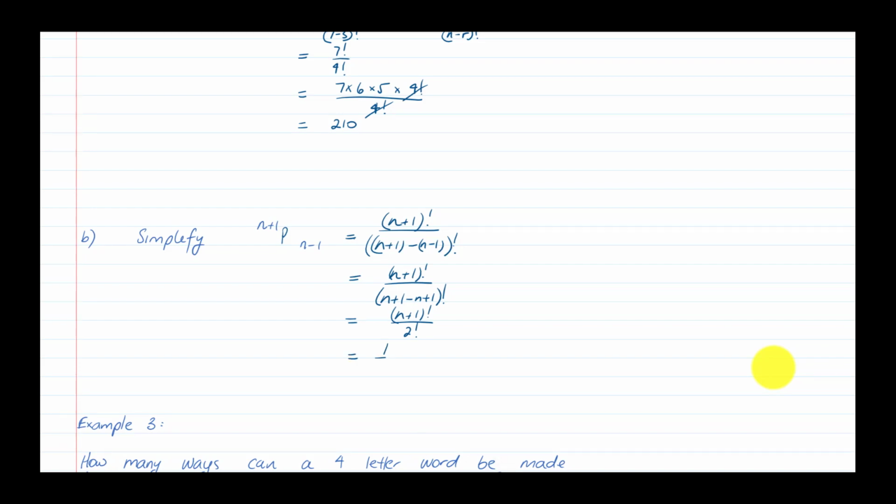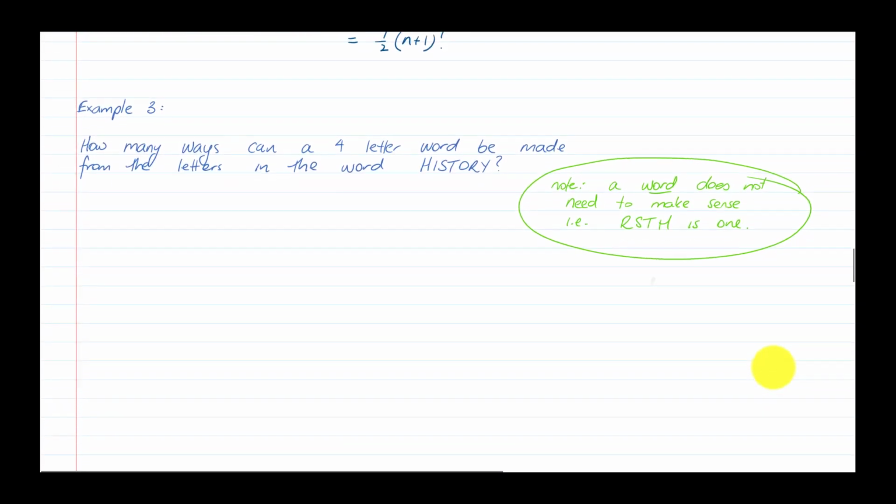which of course, in simplest form, can be written as a half (n plus 1) factorial. And that's about as simplified as we can go. You need to recognise that (n plus 1) factorial with no knowledge of n really isn't going to lead anywhere. So let's have a look at example 3.